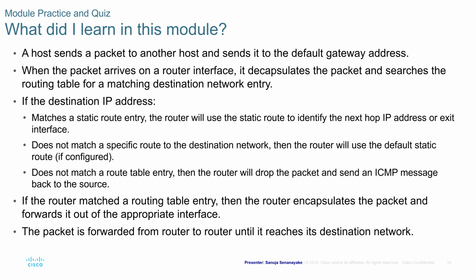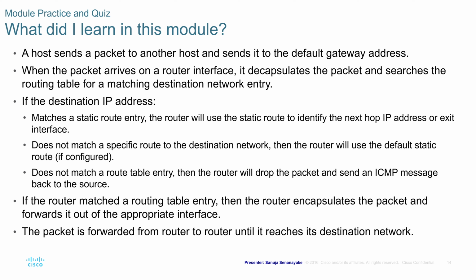And finally, here's a summary of this brief, very quick module, which honestly is not a very good module, but this is what the Cisco NetAcad program is about, and these slides are provided by Cisco themselves. So in this brief module, we learned a host sends a packet to another host and sends it to the default gateway address. We learned when the packet arrives on a router interface, it de-encapsulates the packet and searches the routing table for a matching destination network entry. And if the destination IP address matches a static entry, the router will use the static route to identify the next hop IP address or exit interface.